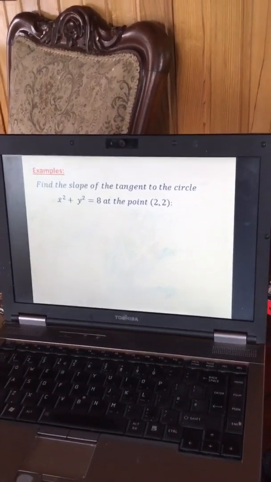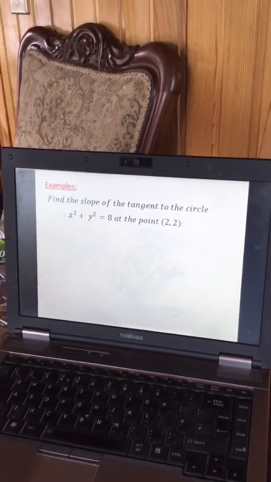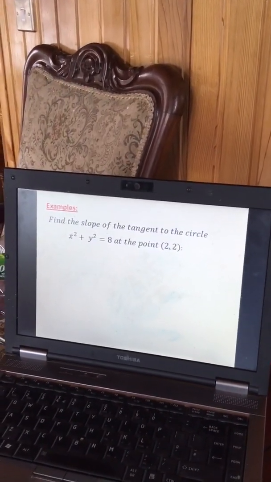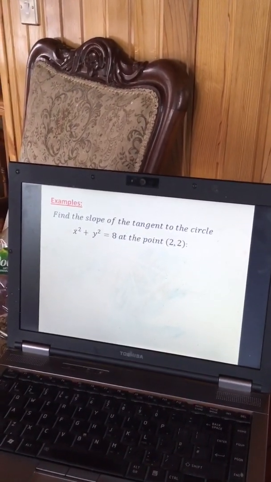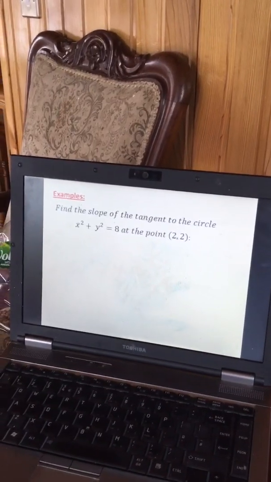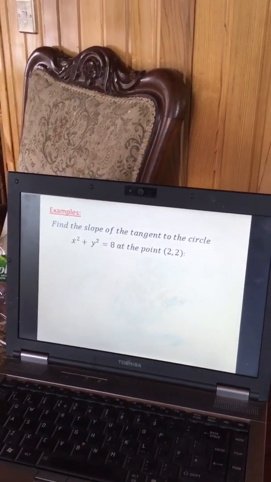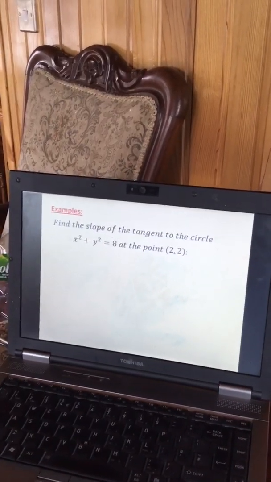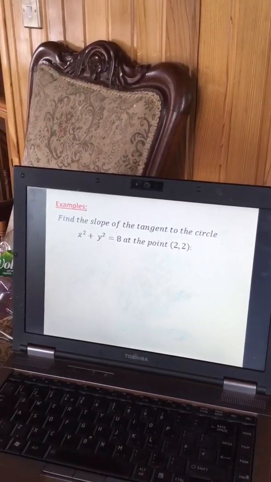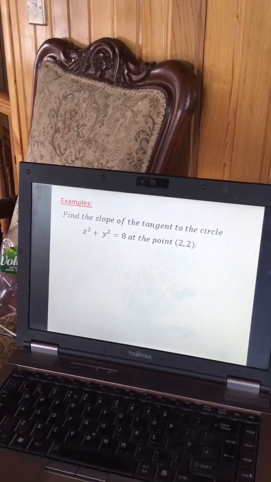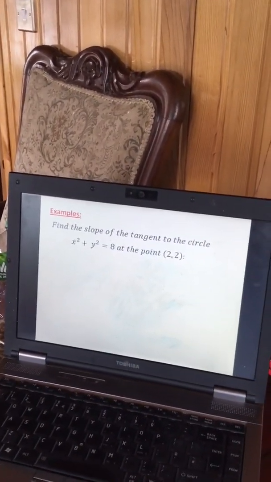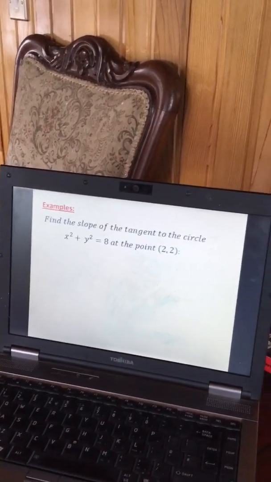But because we have no past exam paper questions to go off of, the only kind of prediction would be that the question will say to actually go and find the slope of the tangent to the circle. So you have x squared plus y squared equals 8 at the point 2, 2. So we want to find dy dx here obviously first, and then we want to find out what the slope actually is at the point 2, 2.